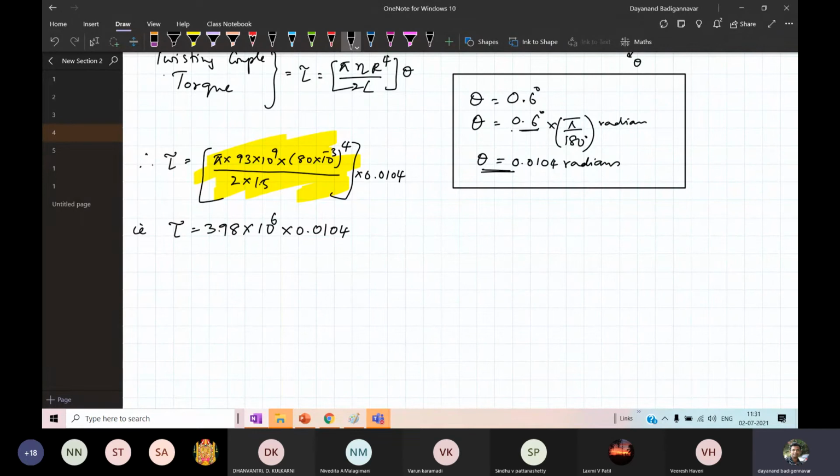If I do the calculation, I can write tau is equal to 4.1 into 10 to the power of 4 Newton meter. This is the value of tau. Okay, got it? Clear? Go for the next one.